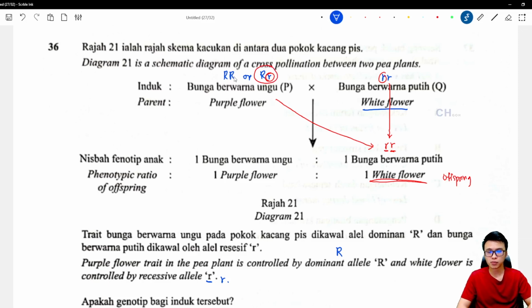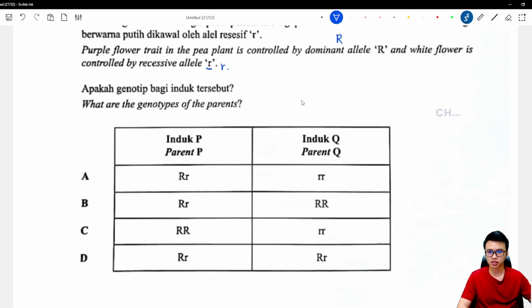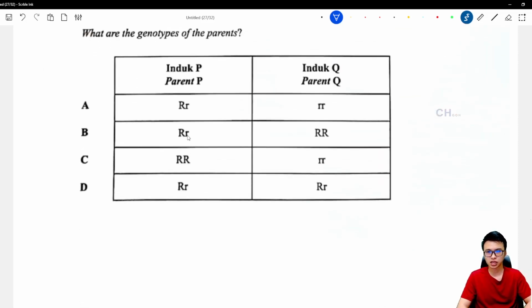If the purple flower has the other genotype, it's impossible to produce the white flower as an offspring. So we confirm that the purple flower has this genotype and the white flower has this genotype. Big R, small r for the P, and small r, small r for the Q. Answer is A.